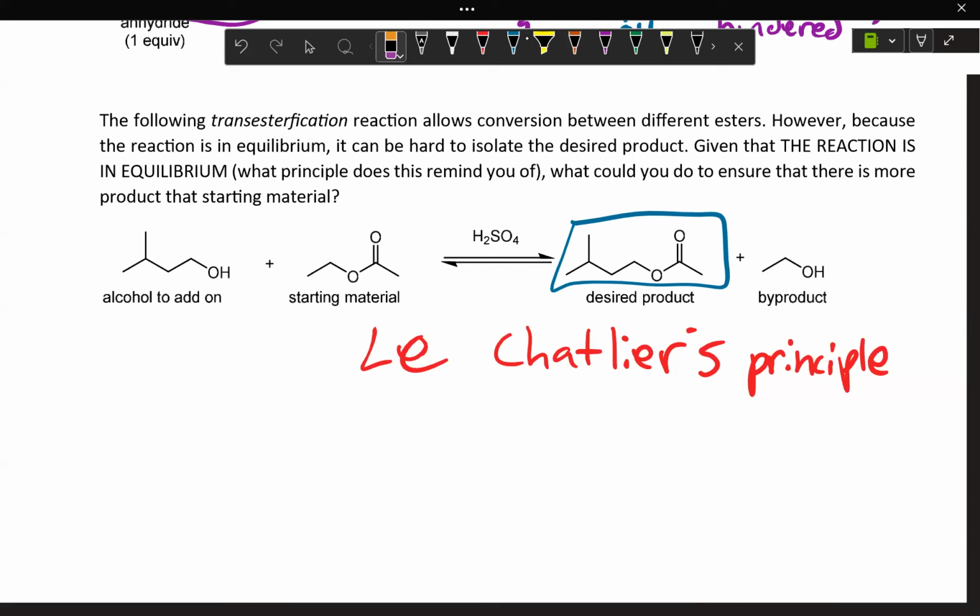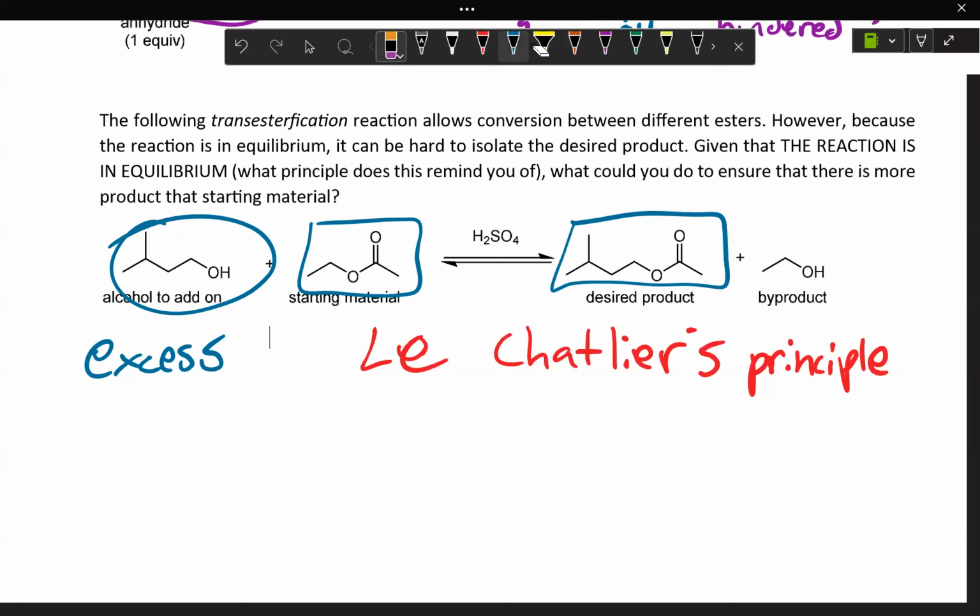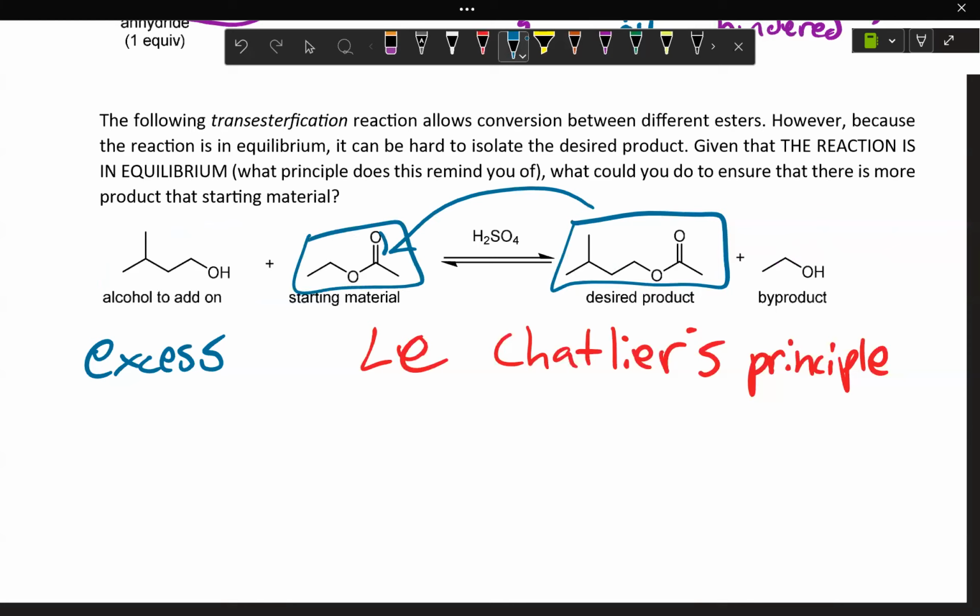And according to Le Chatelier's principle, if you add one of the reagents on one side in excess, then that's going to drive the reaction more towards the opposite side. Because if you have a whole bunch of these alcohols to react with few starting materials, anytime this ester converts back to this ester, because there is so many of this alcohol, it's going to react right away and push it back to the other ester. So the first thing you can do is have excess of that alcohol.